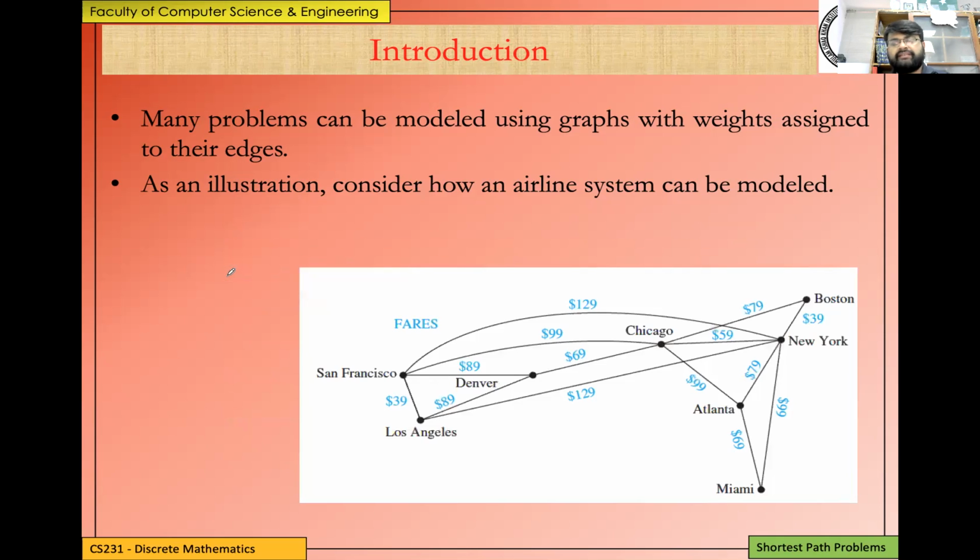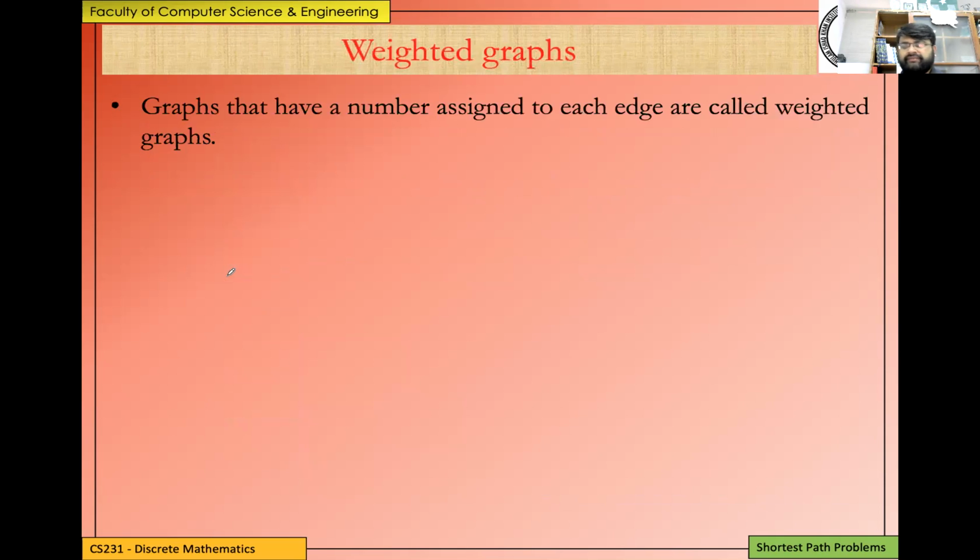Another thing, of course, is the fares, the price. For example, from San Francisco directly to New York, it's going to cost you $129. However, if you go via Chicago, it's going to cost you $99 plus $59. So again, this is another way of looking at the same graph with a different feature that we are trying to explore. This gives us the concept of a weighted graph. A weighted graph is a graph that has a number assigned to each edge.